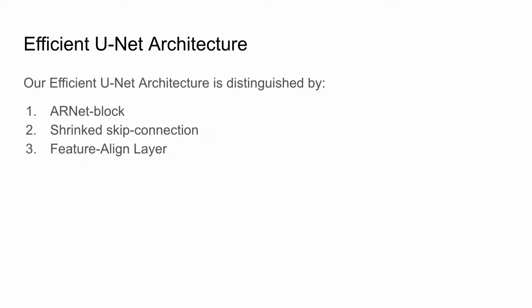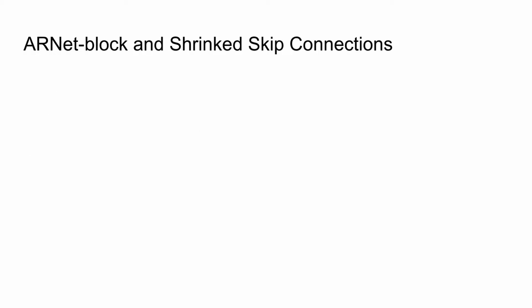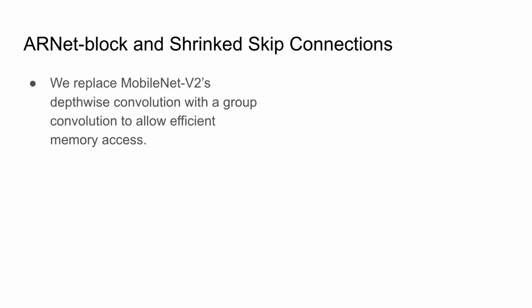Our efficient UNet architecture is optimized to be small enough to be deployed on a mobile device, and is distinguished by the ARNet block, the shrink skip connection, and the feature aligned layer. The ARNet block is a variant of the MobileNet v2 block, in which we replace the depthwise convolution with a group convolution, which allows more efficient memory access.